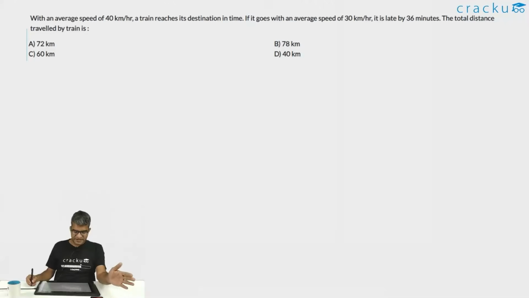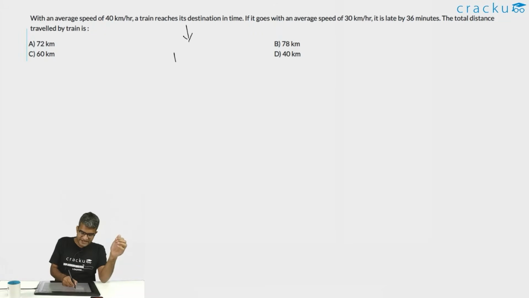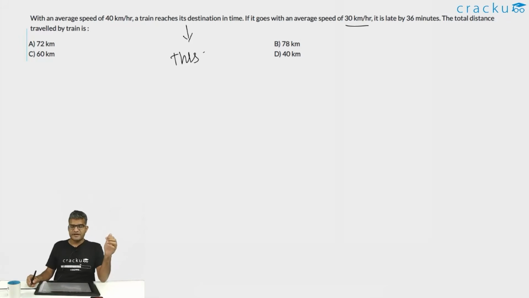At an average speed of 40 km per hour, a train reaches its destination in time. Let us assume that it takes T hours to reach the destination. If the average speed becomes 30 km per hour, it is late by 36 minutes. That is, the time it takes to reach the destination is T plus 36 by 60 hours. In the first case, the total distance traveled by the train is speed into time, which is 40T.